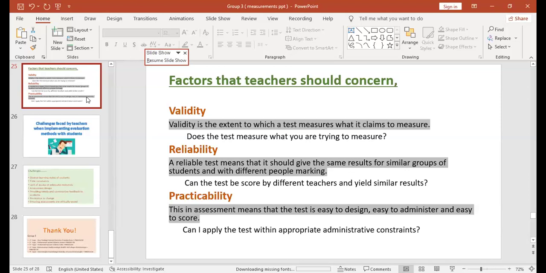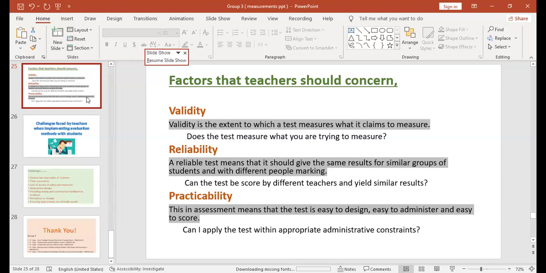And also, second one is reliability. A reliable test means that it should give the same result for similar groups of students and with different people marking. And here also we have a question. That means, can the test be scored by different teachers and yield similar results? This one also you have to ask from yourself.